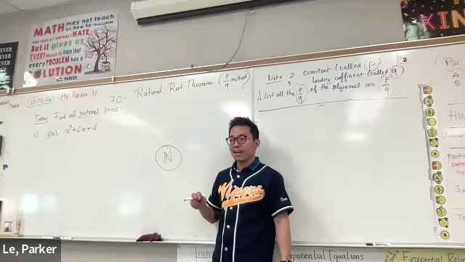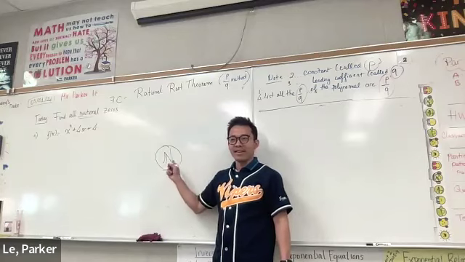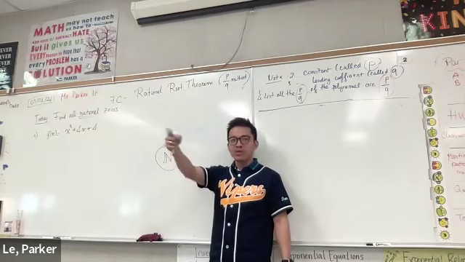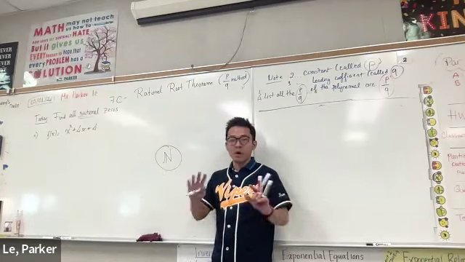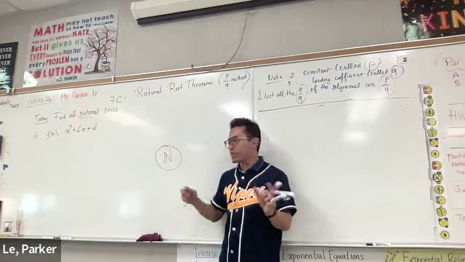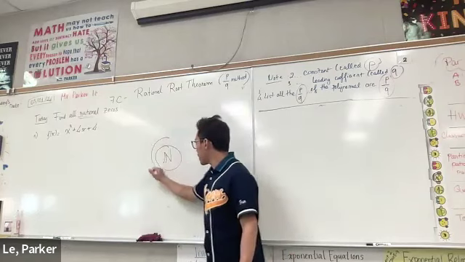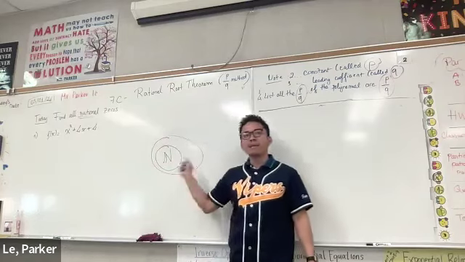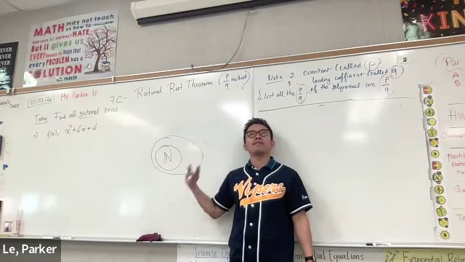Natural number. What is a natural number? 1, 2, 3, 4, 5. All the positives, no 0. Sometimes they put 0 in the natural numbers as well, but it's controversial. They still argue. Okay, what is the bigger set than natural numbers?